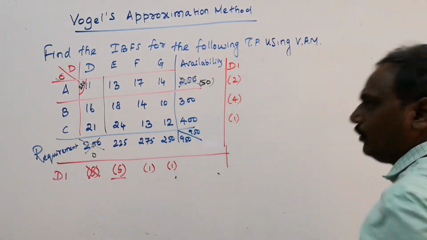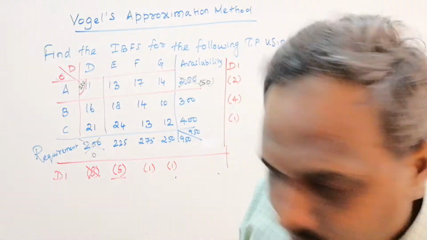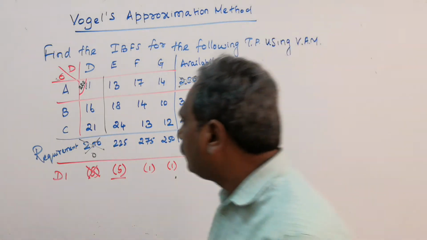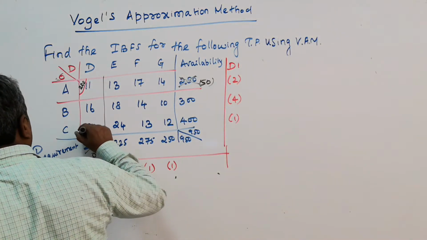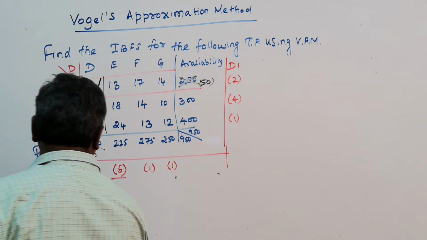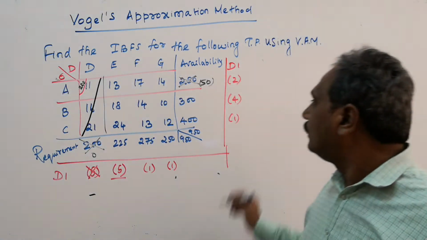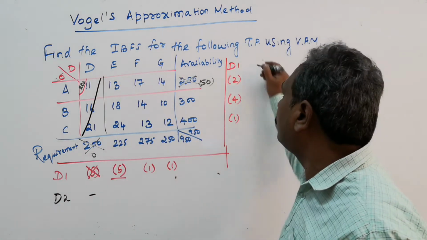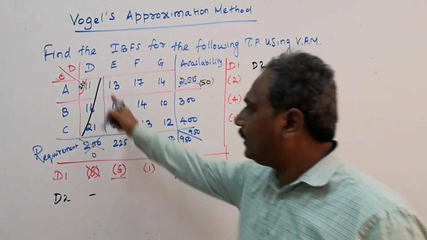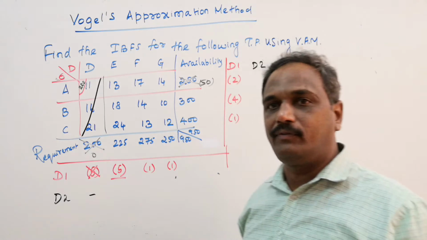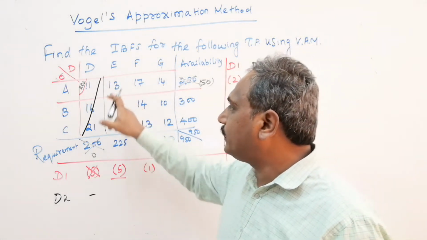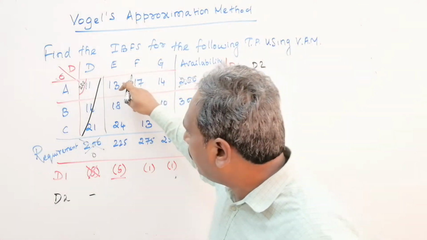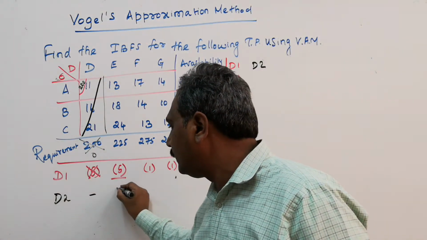See now, as we have allotted the whole value here, this is cancelled, isn't it? We are not going to consider this. Next I am going to find the difference. Here we have already completed, so there is no difference. I am going to check the next one. Here I am going to check the two smallest numbers. Again 13, 18. The difference is 5.